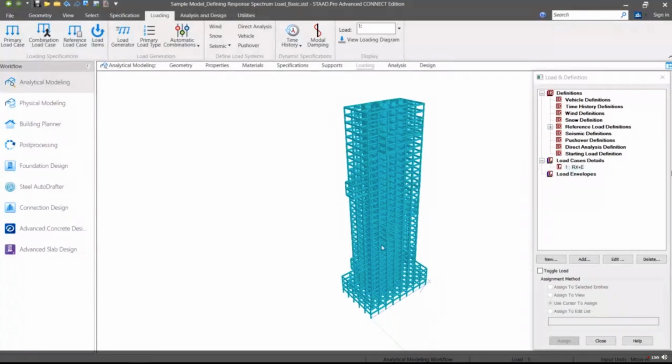As I was saying, by default the program considers 6 modes for dynamic analysis. Considering these 6 modes, 90% mass participation is not achieved and now we need to consider higher modes. This can be done using the cutoff mode shape command. From miscellaneous commands, we can specify the desired mode number using the cutoff mode shape command. Here we can specify any number and that many modes are considered for the analysis.